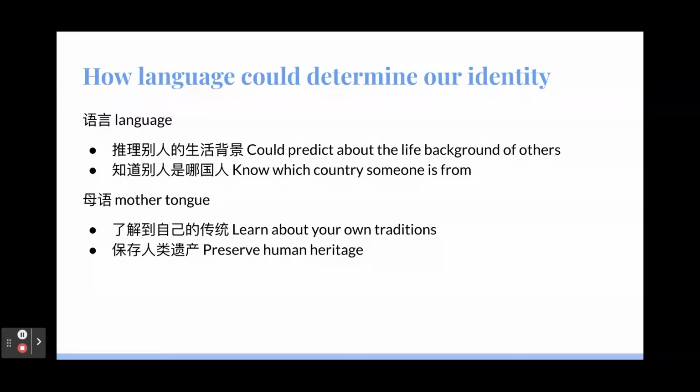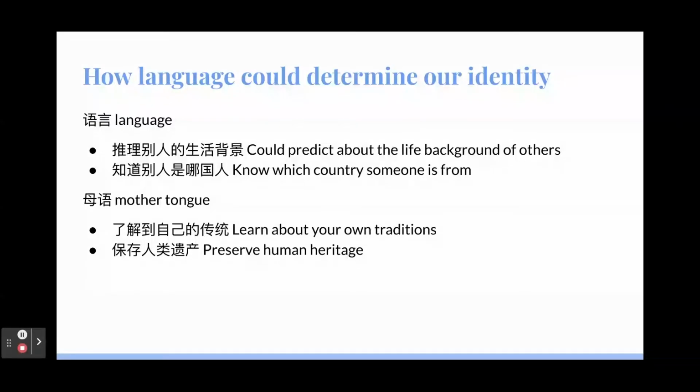I'll be talking about how language could determine our identity. Language is a big aspect we learn in this unit on how language can differentiate our identities. So first of all, language could predict the life background of others. Through talking with different people, we could know where people are from, such as when someone is using Korean, we could predict they are Korean because they are using Korean as their language.